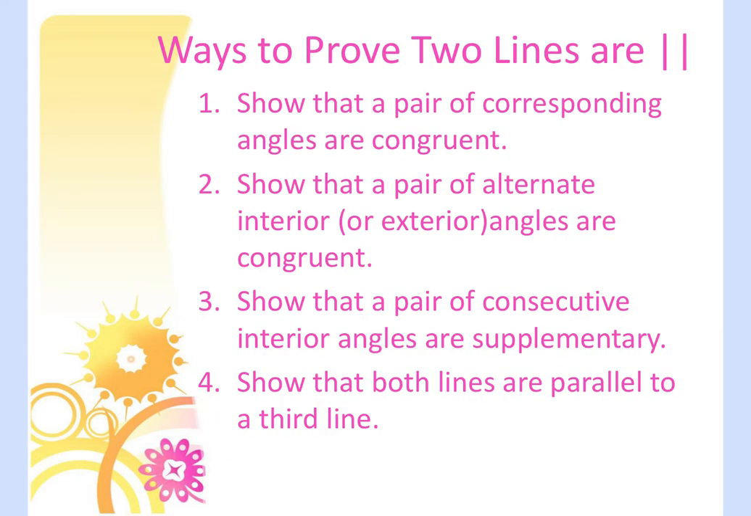So there's actually 5 ways because this has 2 parts. This would be 2 and 3. There are 5 ways to prove two lines are parallel. The first is show that corresponding angles are congruent. The second would be to show that alternate interior angles are congruent. The third, alternate exterior angles. The fourth, consecutive interior supplementary. And the fifth, both lines are parallel to a third line. It says 4 though. I don't know if you noticed, but I wrote on top of it and said there's actually 5 ways.